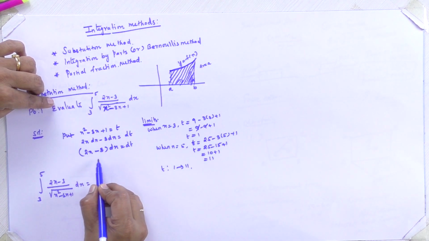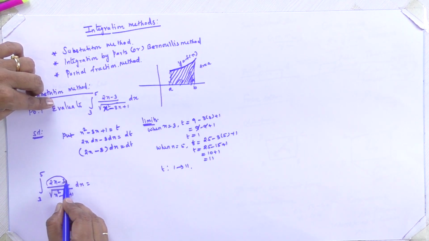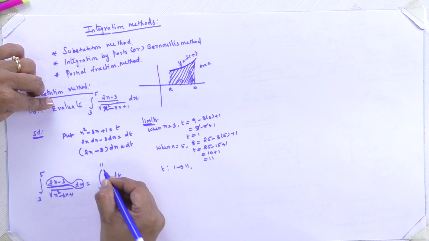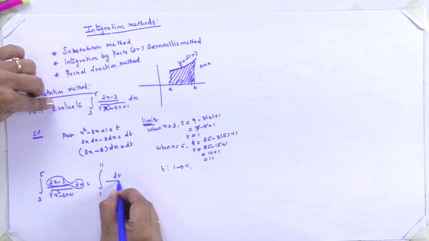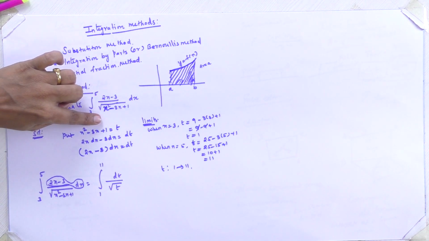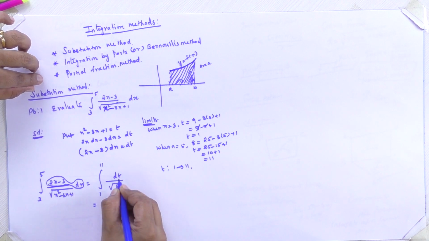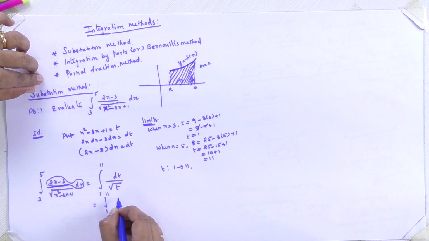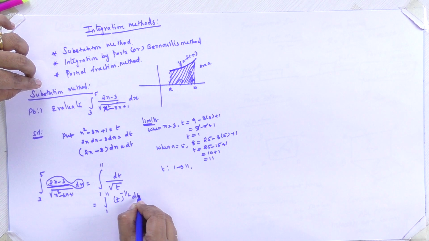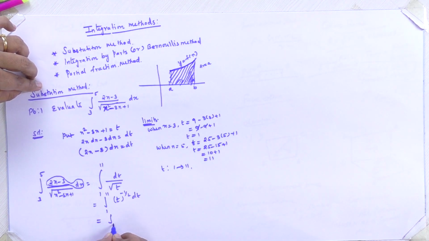See, we get (2x minus 3) into dx is equal to dt. For this (2x minus 3) into dx, we can write it as dt. The integral varies from 1 to 11 of 1 divided by root t, because we already took x square minus 3x plus 1 equal to t. You have to integrate over 1 to 11. This root t can be written as t power 1 by 2. If it goes to the numerator, it becomes t power minus 1 by 2 into dt. So this is equal to the integral from 1 to 11, integrating with respect to t.